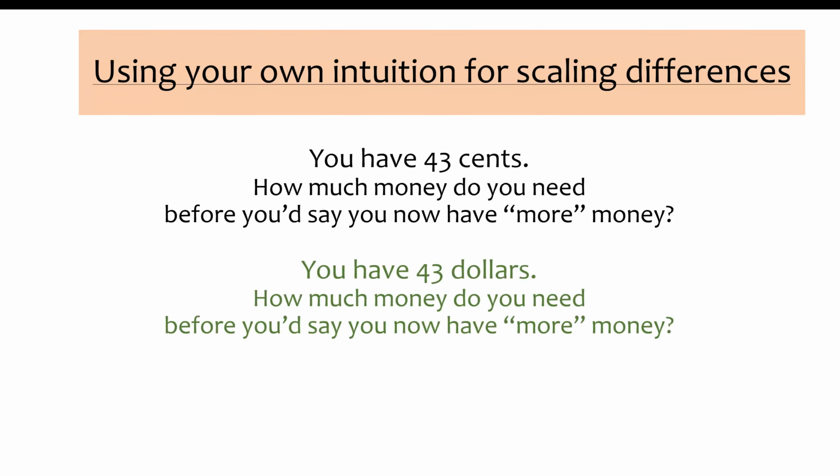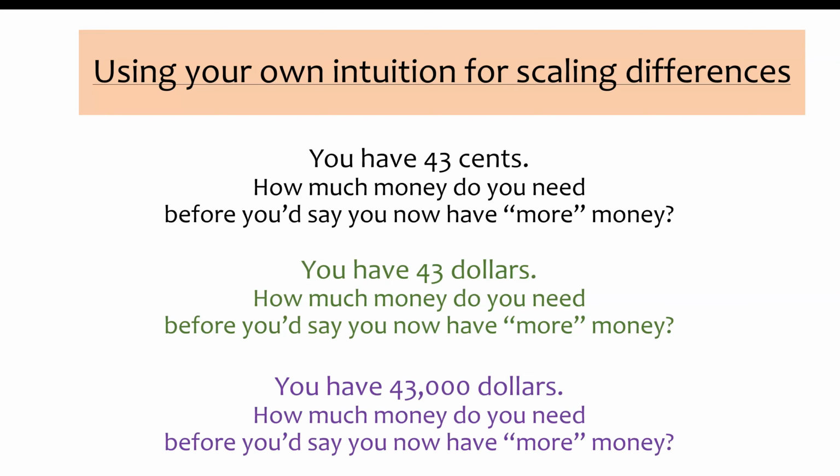If you had $43, you might have a different answer to that same question. How much money do you need before you'd say, now you have more money? A comparison of $43 versus $43.57 doesn't really seem like anything that's very different. Now you have $43,000. Maybe you're negotiating the starting salary for a new job. How much more money would you say you would negotiate for to get more money? Certainly you wouldn't negotiate from $43,000 to $43,057. So when we think about differences, we're always scaling them with a reference point from where we're starting.